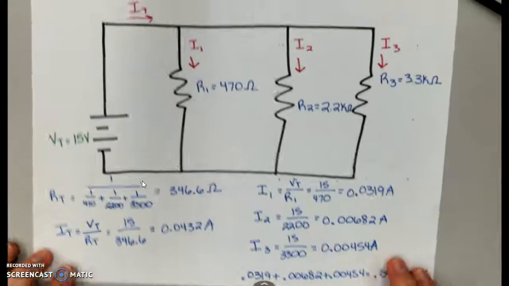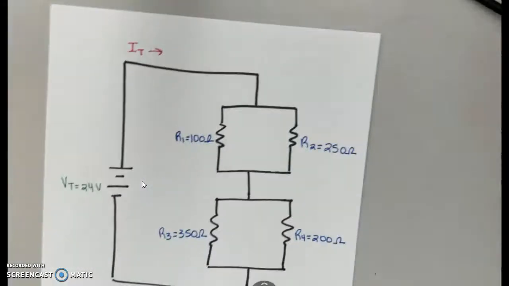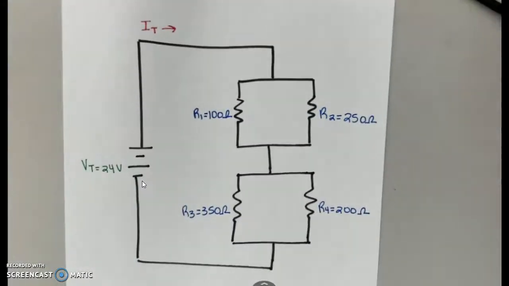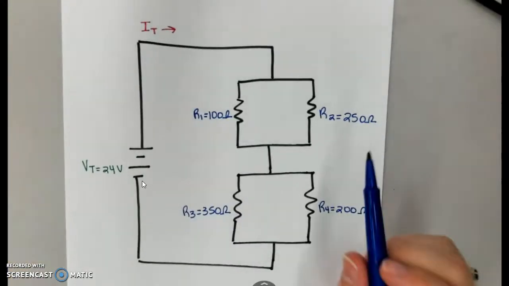0.0432 amps. And so that checks out. Okay, so let's now shake things up a little bit and take a look at a combination circuit. So this is going to have both series and parallel. So take a look at this for a moment and think about where the parallel is and where the series is in this circuit. So wherever I have more than one path for my current to travel is a parallel, and where there's one path is series.